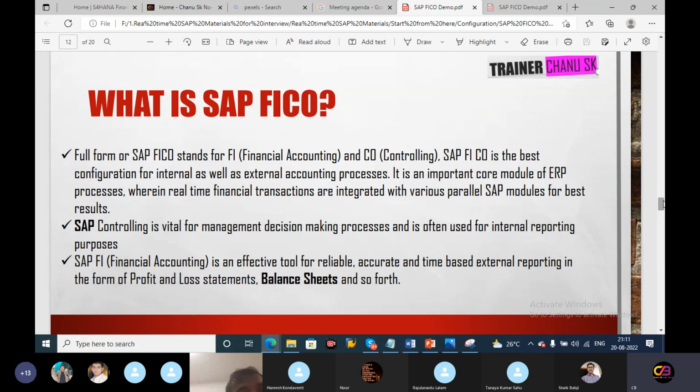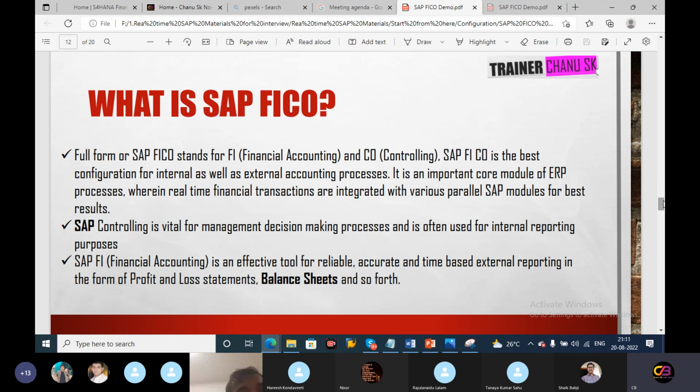External and internal are not the same. FI main focus is external and CO main focus is internal. External means financial reporting. Financial reports mean the profit and loss account, balance sheet and cash flow statements. In India, financial statements should be the profit and loss account, balance sheet and cash flow statements. So the SAP FI module mainly deals with financial statements.